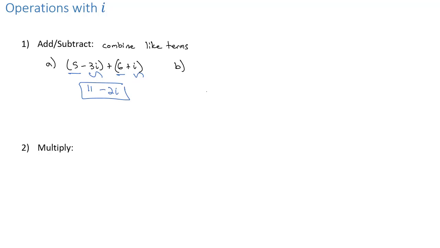Let's be a little careful, though, when we subtract. If I have negative 5 minus 2i minus (3 minus 6i), if I'm subtracting, that subtraction needs to first distribute through the parentheses. So we have negative 5 minus 2i minus 3 plus 6i. And that sign at the end on the 6i is the most commonly missed piece. Don't forget to distribute that negative through the entire parentheses.